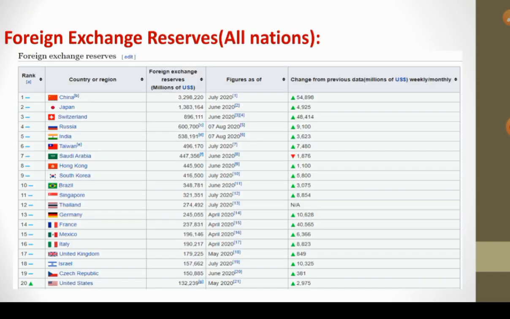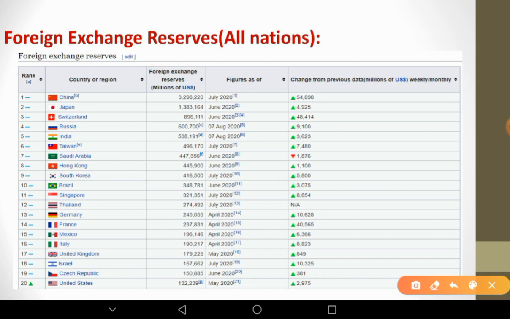Now here I present you an interesting fact. Which 5 countries are at the top? First is our neighbor China, which is a bit aggressive toward India nowadays with their friends Pakistan and Turkey also. You can see the forex reserve of China is around $3.3 trillion, and this data is from yesterday, the 17th of August. At second, there is Japan.